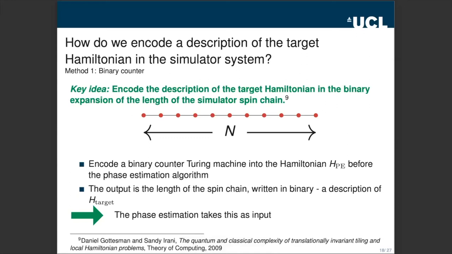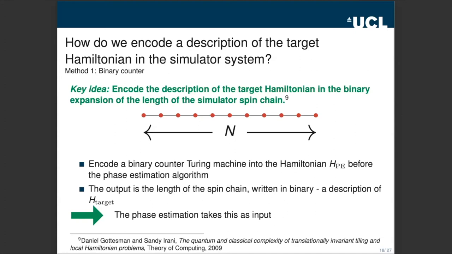And because we've encoded a description of each target into exactly the length of the spin chain written out in binary, what we end up with is a description of each target written out on the work tape of the Turing machine. And the phase estimation algorithm then takes this as input and, as I described earlier, carries out phase estimation. So the really nice thing about this method is that the only thing we have to vary in our universal model in order to simulate all quantum physics is the length of the spin chain.